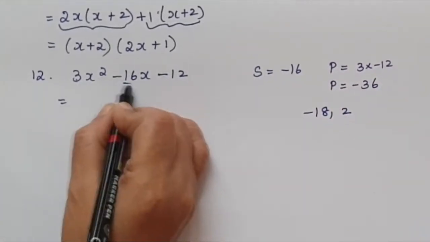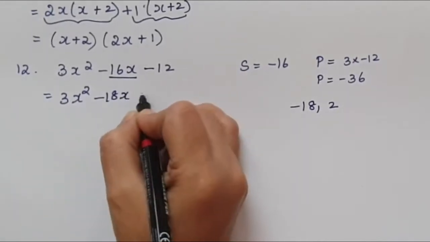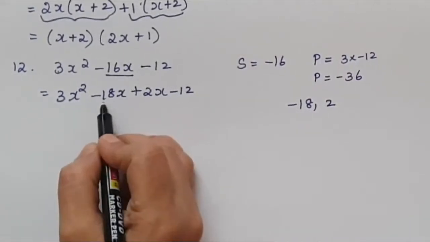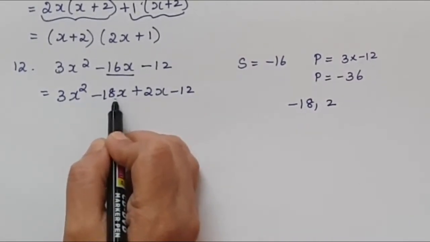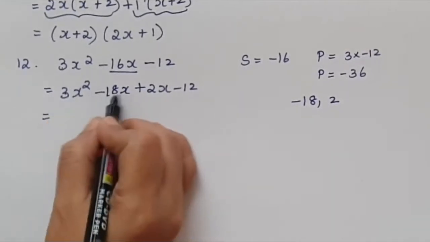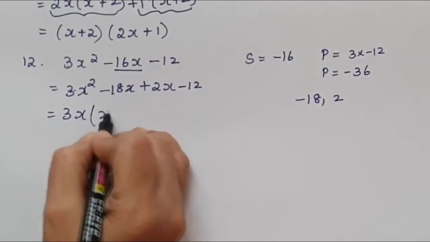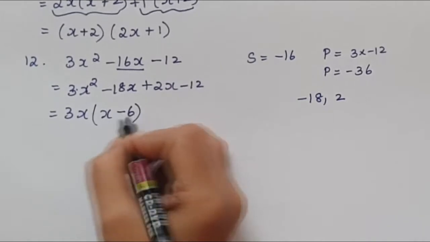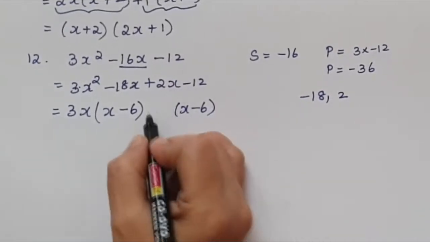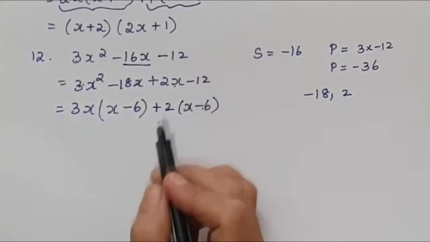So now we are going to split this middle term and write: 3x square minus 18x then plus 2x minus 12. See, this 16x I have split and written as minus 18x plus 2x. Minus 18x plus 2x is minus 16x. So now compare the common terms in these two terms. So 3x is common. So in this, first x will remain and then a minus 6. So whatever is in the bracket, write it over here. Then compare it with this. So you have to multiply with 2. 2 into x is 2x. 2 into minus 6 is minus 12.